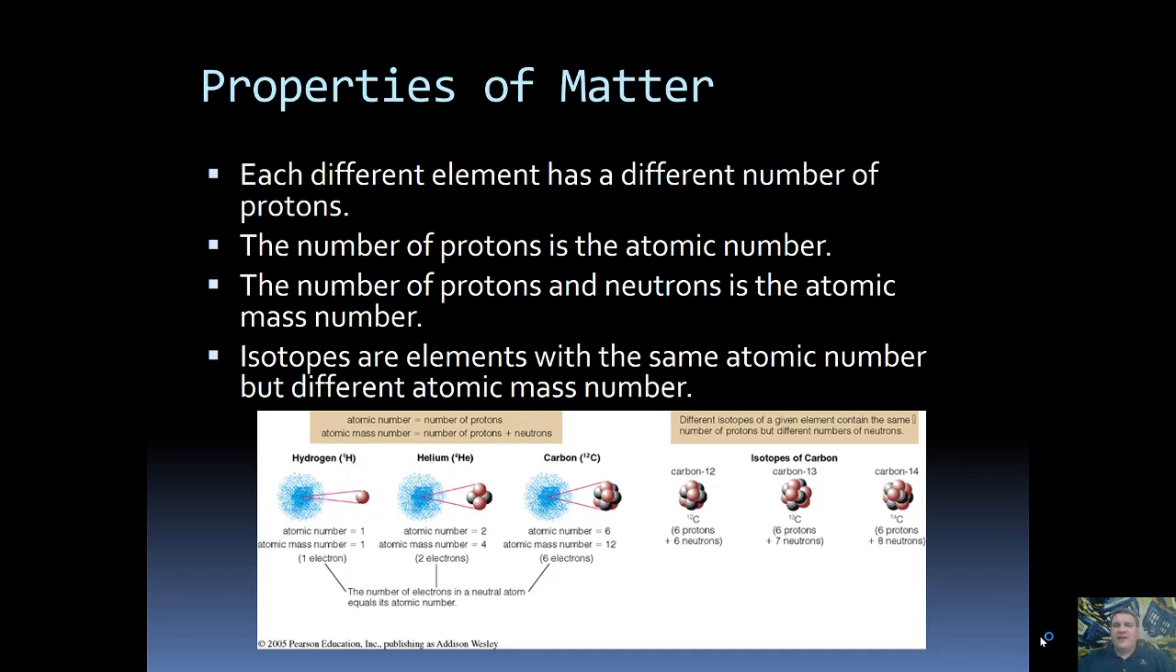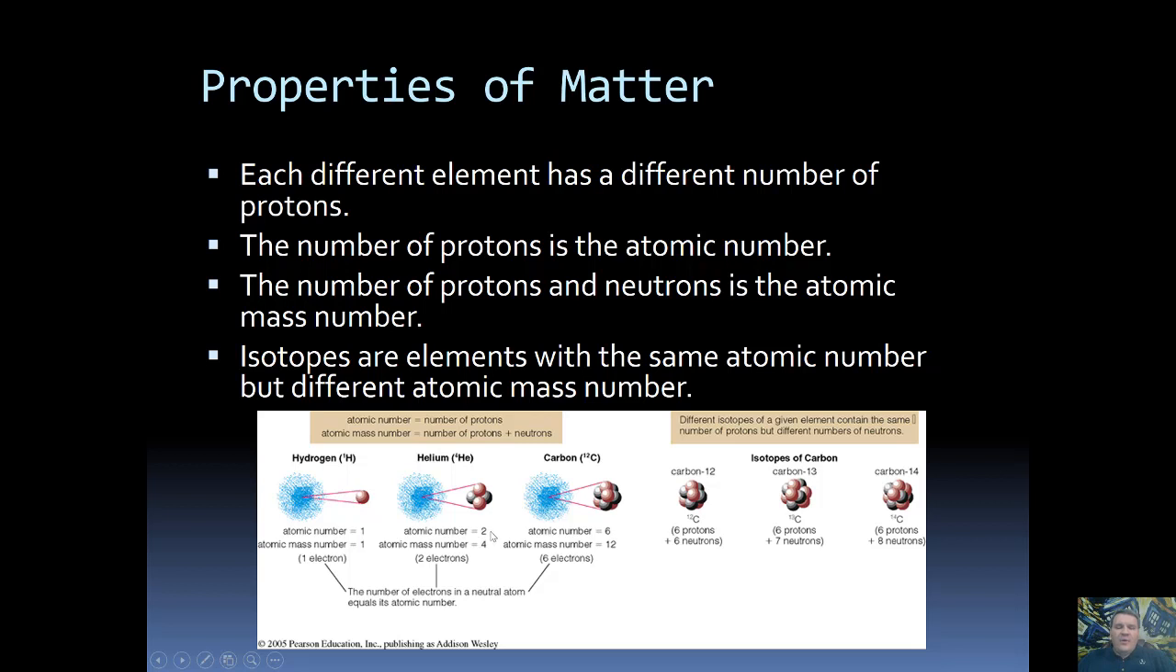Now, each different element has a different number of protons within its nucleus. The protons are what actually determine the element. The number of protons we refer to as the atomic number. The atomic number is the number of protons and defines the element. So, as an example, we have hydrogen. All hydrogen atoms always have one proton in the nucleus and therefore have an atomic number of 1.